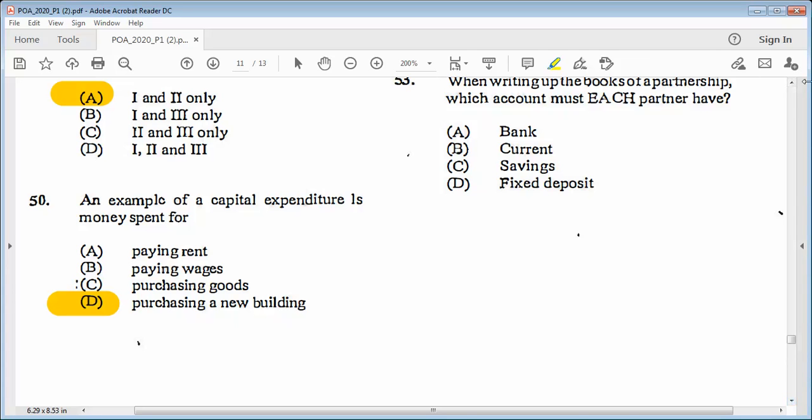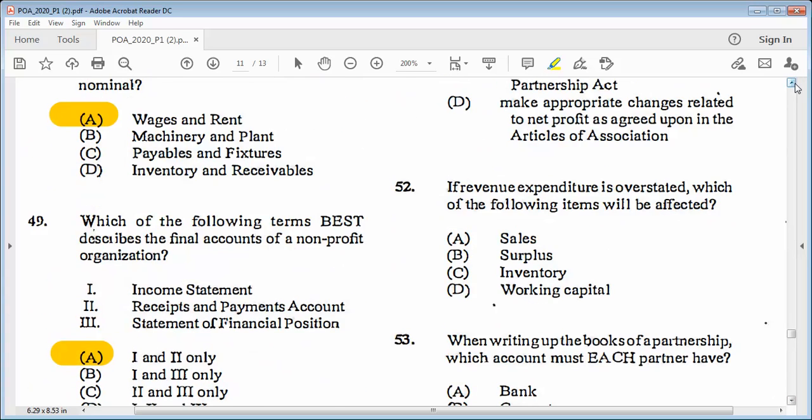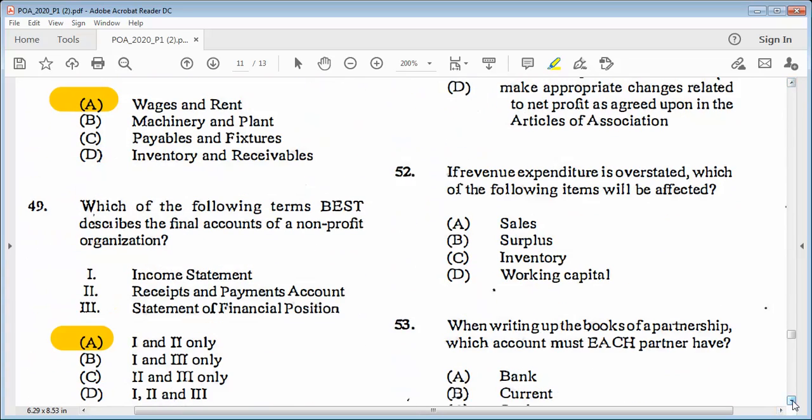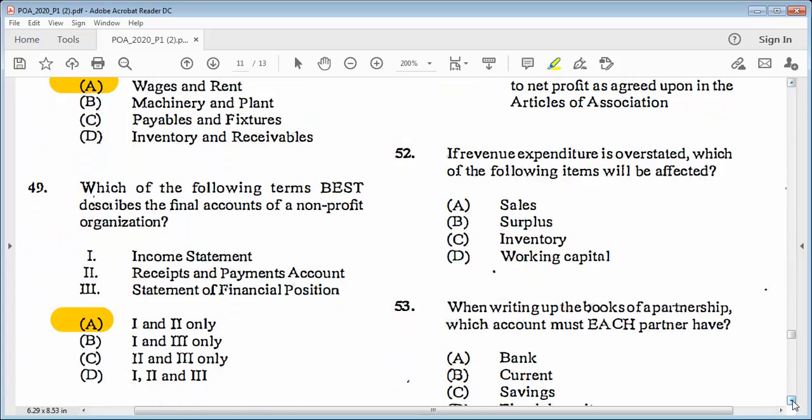Let's move on to 52 now. It says, if revenue expenditure is overstated, which of the following terms will be affected? A, sales. B, surplus. C, inventory. D, working capital. So we would select A, sales.